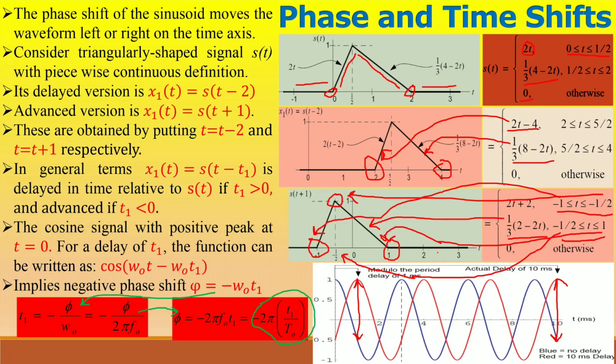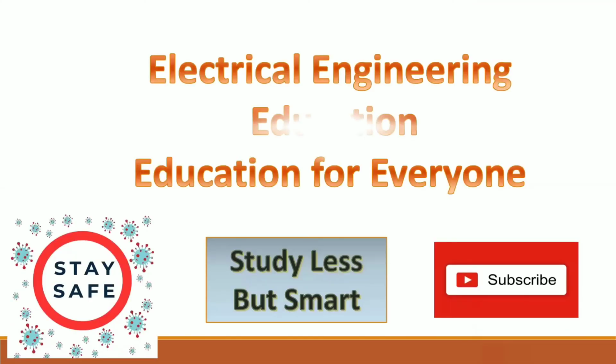The value of phase shift that lies on the interval minus pi to pi is known as the principal value. An example is shown where a time delay of 10 milliseconds with a period of 3 milliseconds means that we have delayed the sinusoid 3 full periods plus 1 millisecond.